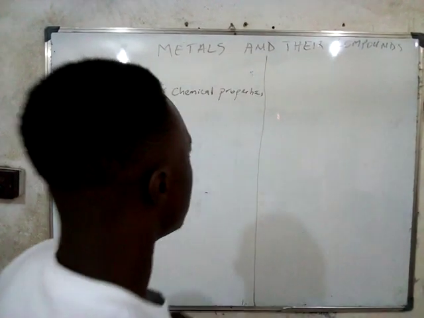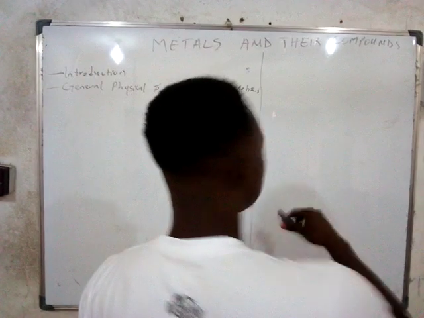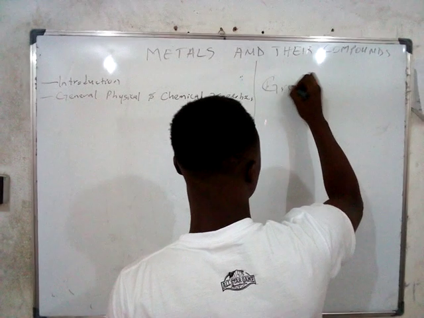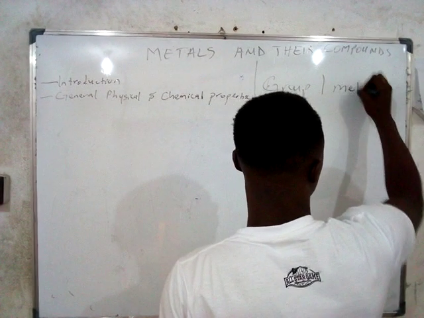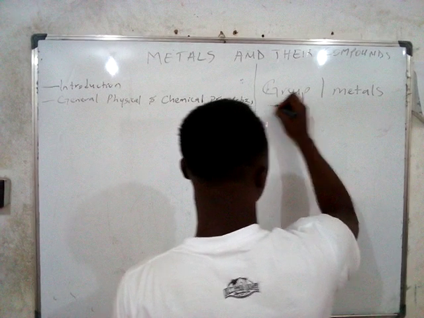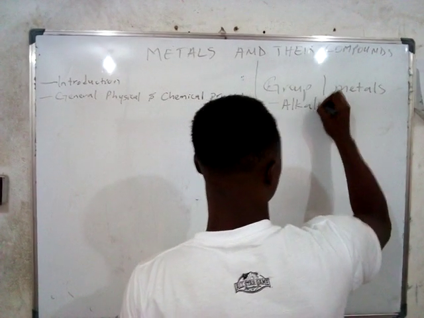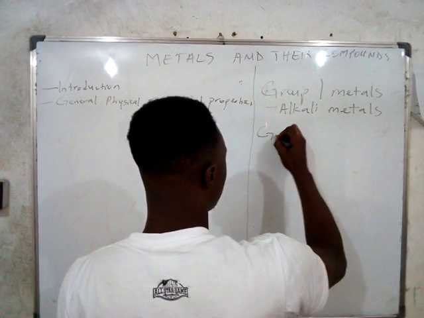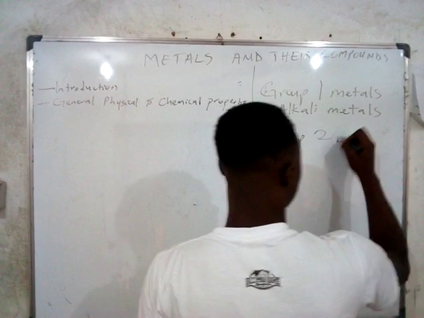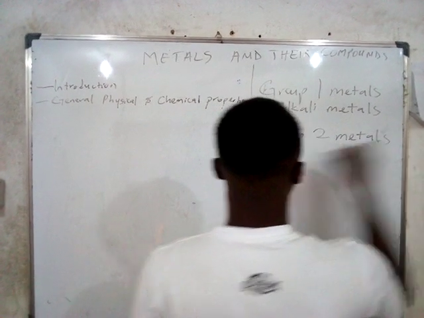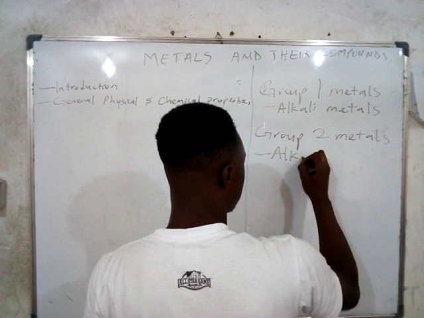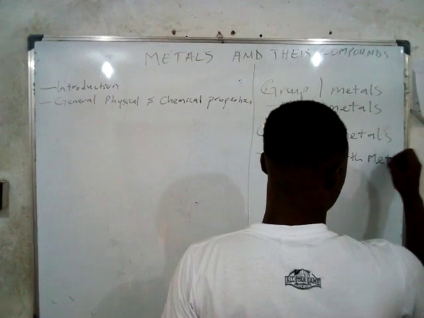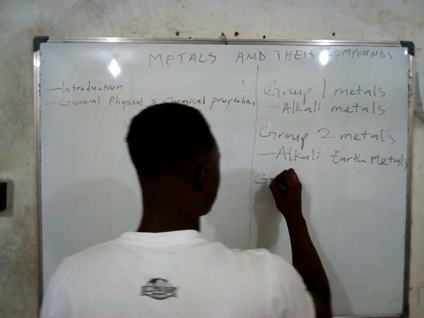Now, generally, metals can be classified into the group 1 metals, which are also known as the alkali metals, and also the group 2 metals, which are known as the alkaline earth metals. And then the group 3 metals.